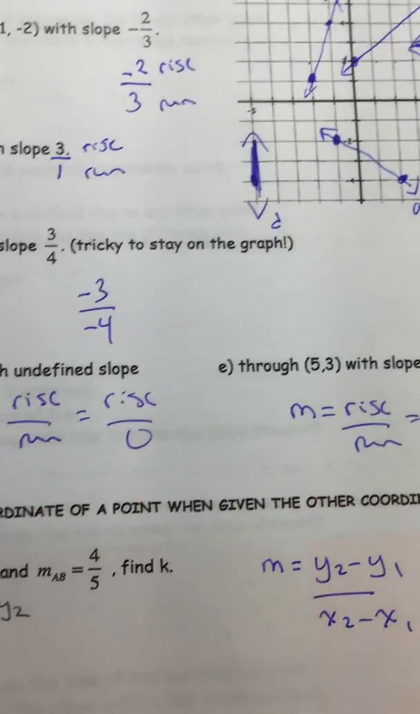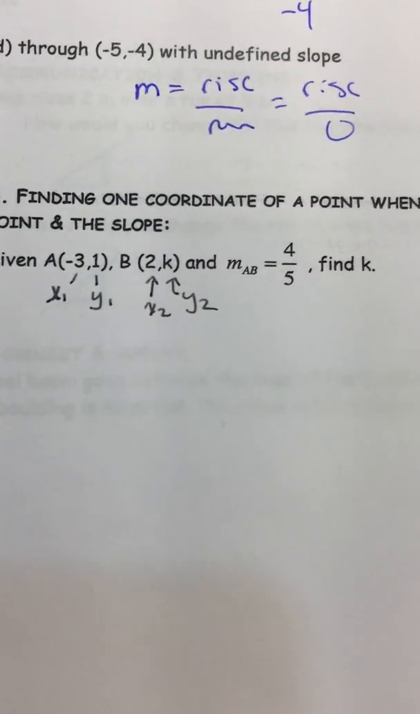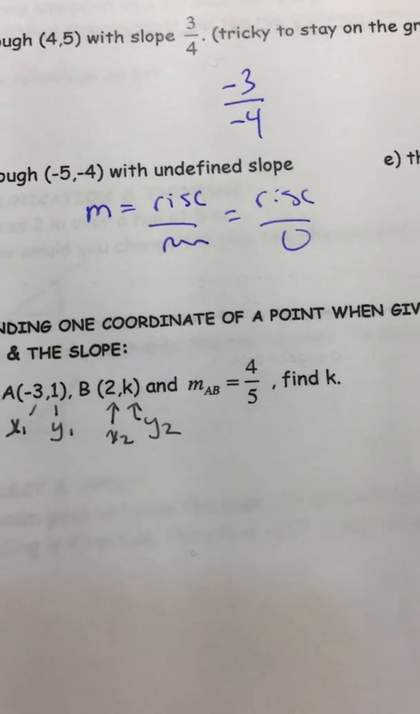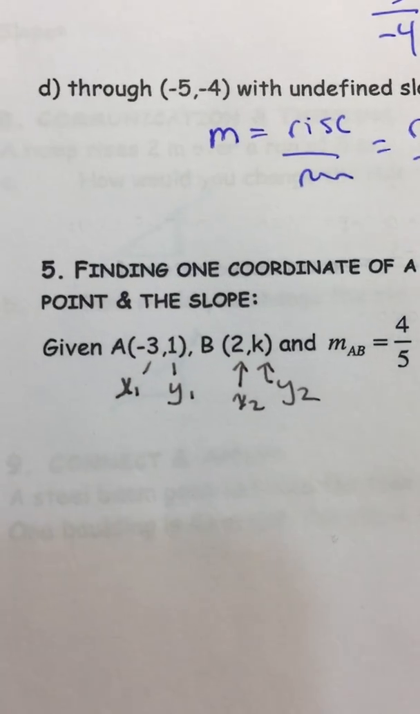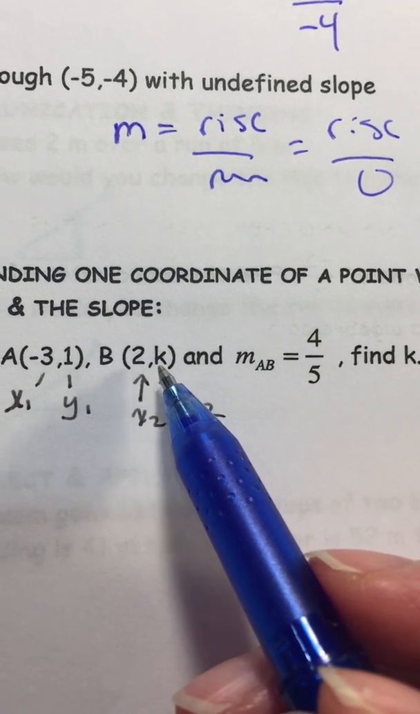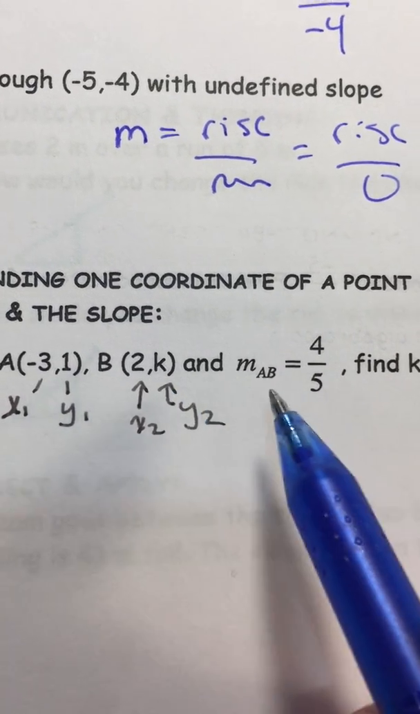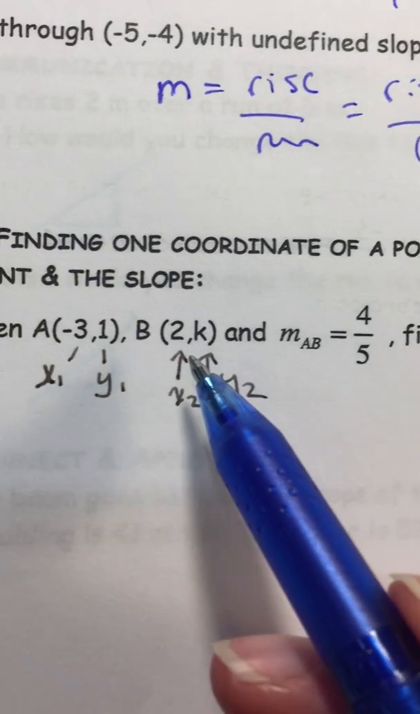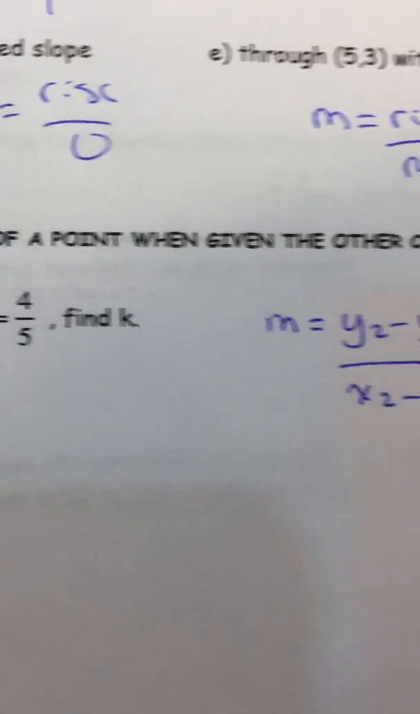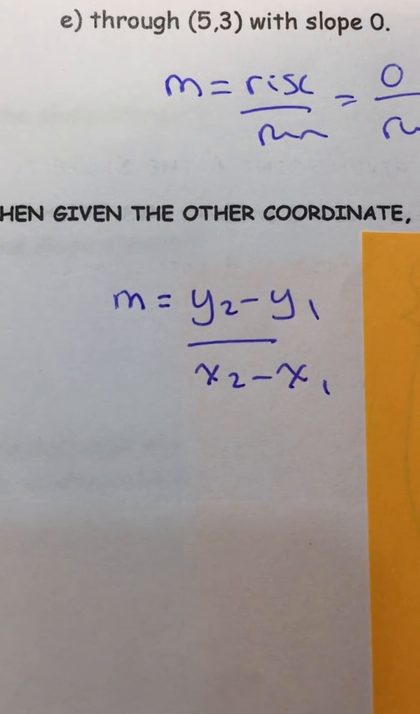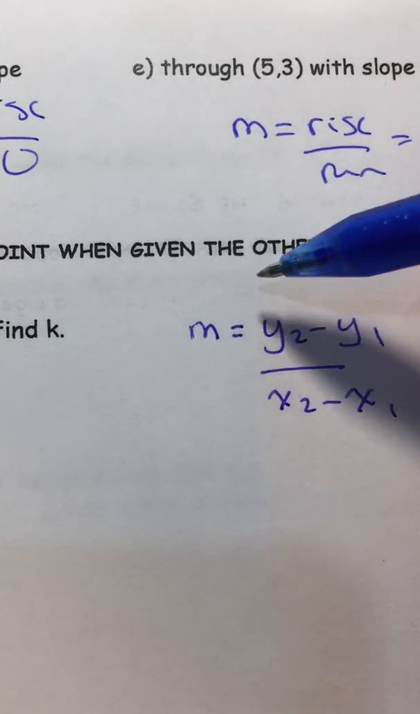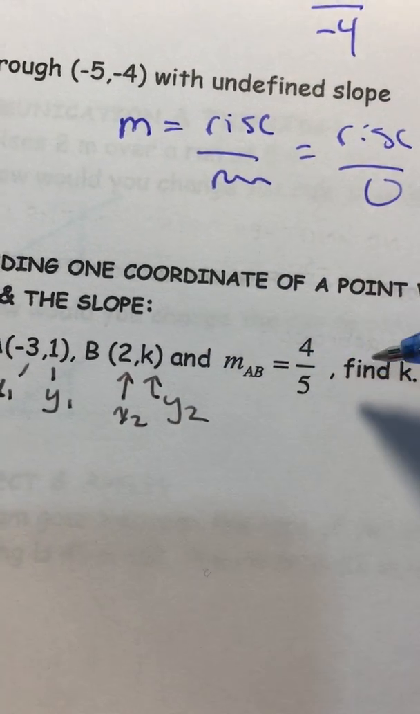Okay, next one. Find one coordinate of a point when given the other coordinate, another point, and the slope. So we've been given point A is negative 3, 1. Point B is 2, k. We don't know that coordinate for point B, but we do know the slope, and we're asked to find k. So identify x1, y1, x2, y2, and slope. And you know slope is equal to y2 minus y1 over x2 minus x1. That is a relationship that relates 2 points and a slope, and that's what we've got here, 2 points and a slope.